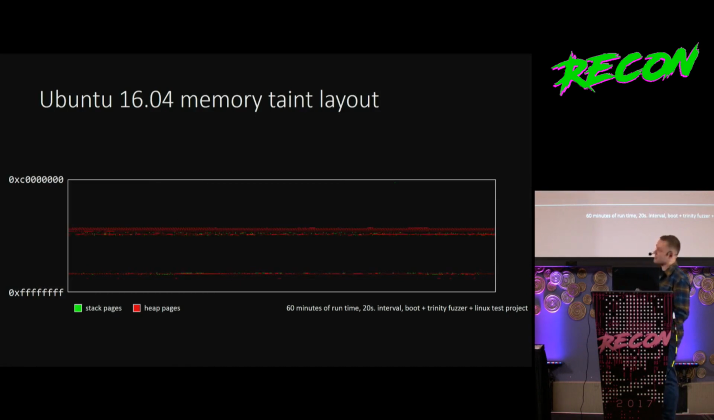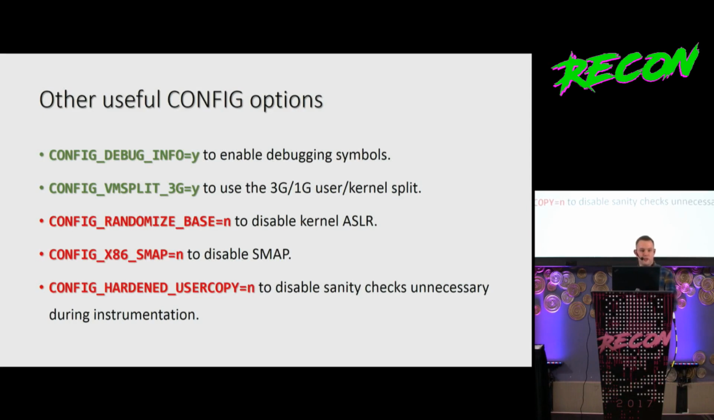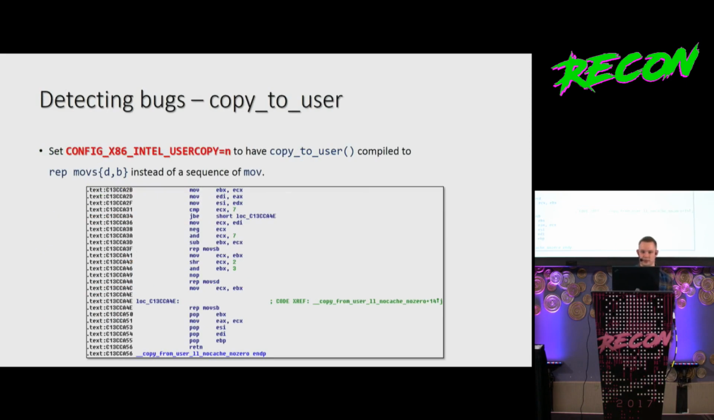And here you can again see how the memory taint layout works in Ubuntu 16.04. It's not very visible, but most of the allocations are heap allocations, and the basic conclusion is that it takes much less memory than Windows does. But that's also quite obvious, because the Ubuntu that I tested was just a server edition, so it just had a simple console and no UI. Then we have some other useful config options for enabling debugging symbols, configuring the user/kernel memory split, disabling kernel ASLR and so on, basically just to make everything work smoothly and conveniently for us.